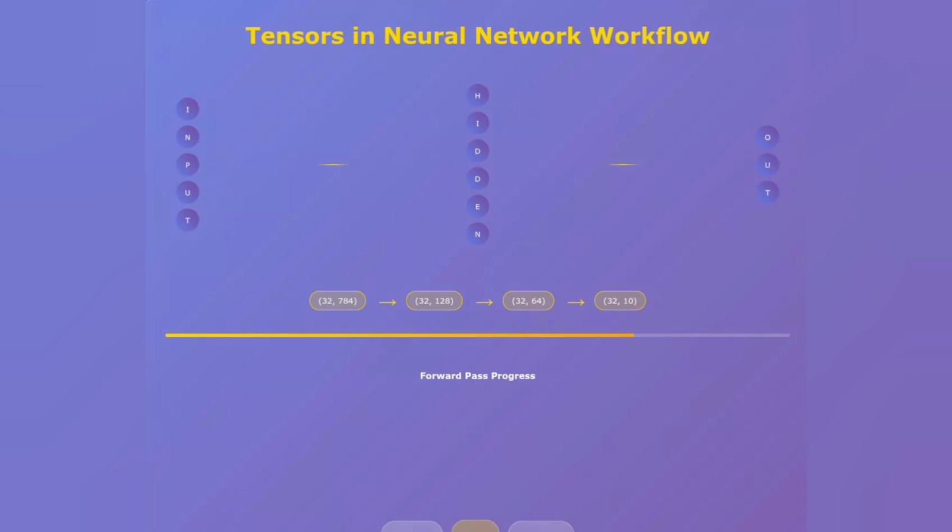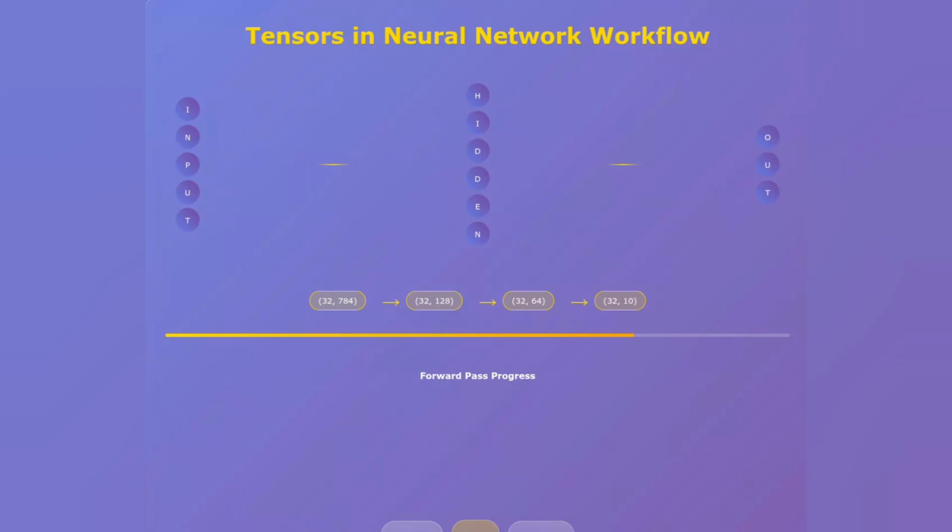Forward pass. Each layer receives a tensor, performs operations, matrix multiplication, convolution, etc., and outputs another tensor. Watch this. Input: 32, 224, 224, 3. After conv layer: 32, 112, 112, 64. After pooling: 32, 56, 56, 64. After flatten: 32, 2704. After dense layer: 32, 1000. Final output: 32, 10 for 10 classes.